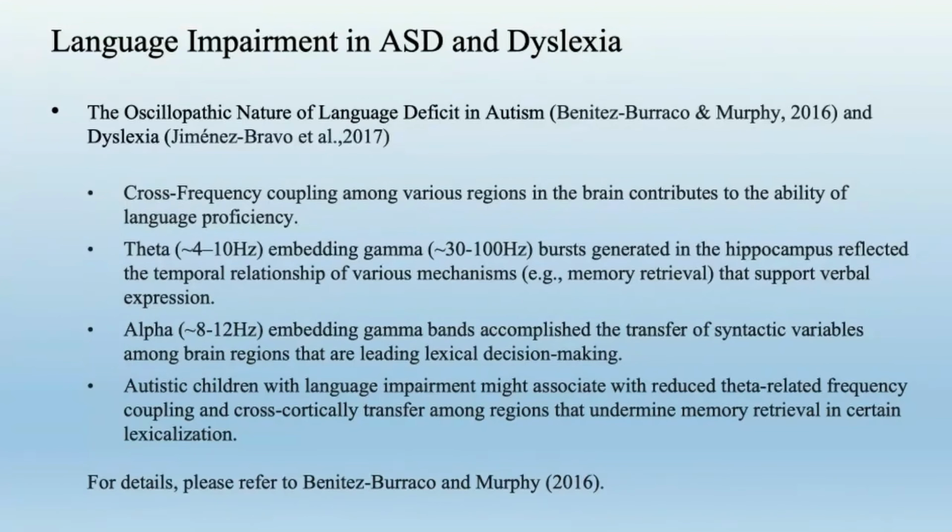Another part of the low frequency bands, alpha 8 to 12 hertz, embeds into the gamma bands and accomplishes the transfer of synaptic variables among brain regions that lead lexical decision making. So, in autism with language development, the theta-related frequency, and actually I will use alpha as well, relates to the coupling and cross-cortical transfer among regions that undermine memory retrieval in certain lexicalization, which we can see more later.